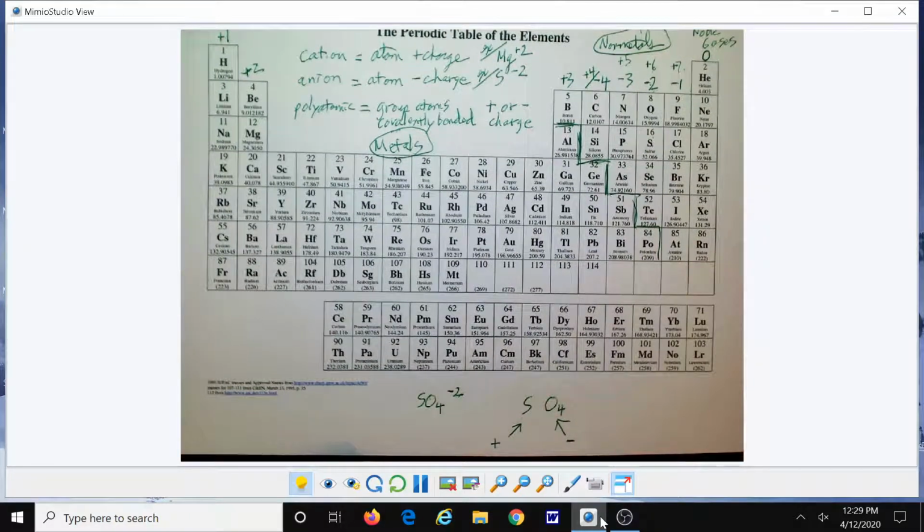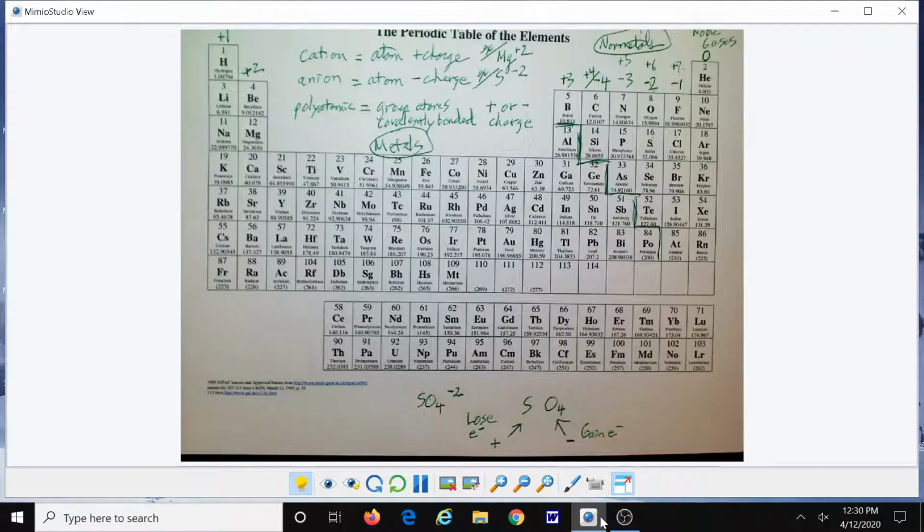Well, why does that happen? Well, for something to become negative, what does it have to do? Does it have to gain or lose electrons? It would have to gain, because an electron is a negative thing. So whatever's going on here, oxygen is gaining electrons, and then the sulfur, the front half, has to be losing electrons.